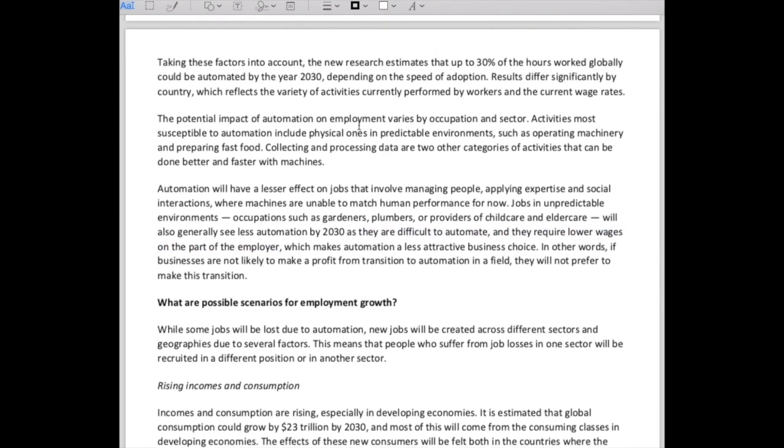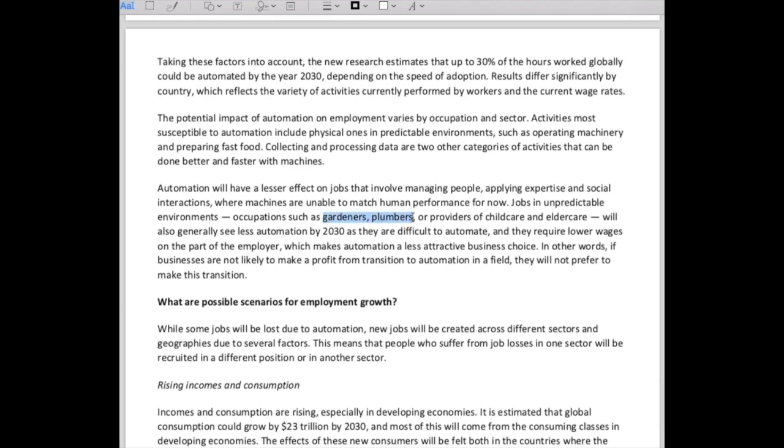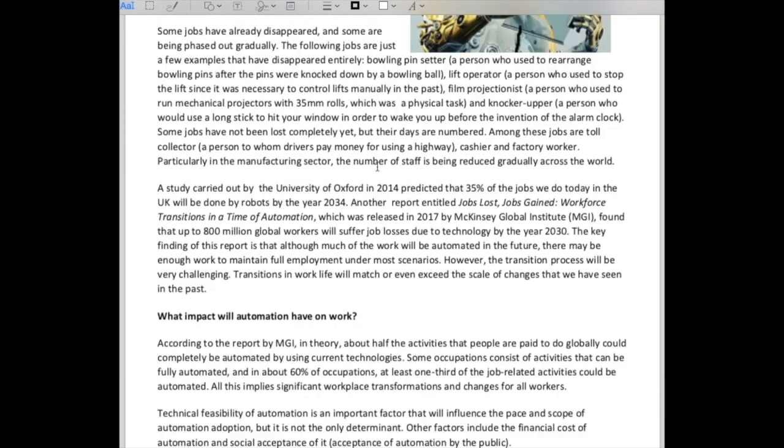So look what I did. We didn't find the relevant information in this paragraph and we skipped. We skipped this paragraph, we found the paragraph thanks to the key words gardeners, plumbers and providers of childcare, and then we found more of the relevant part. As is a synonym of because, and then we have the reasons. They are difficult to automate and they require lower wages on the part of the employer. So we can take this information and we can put it in our task.